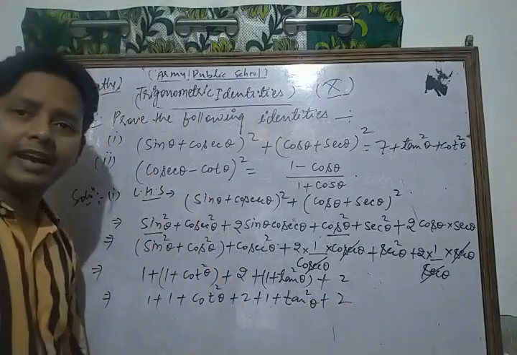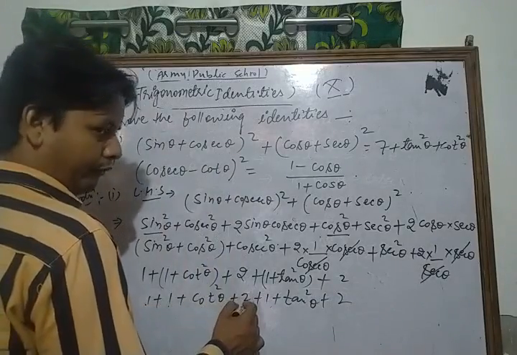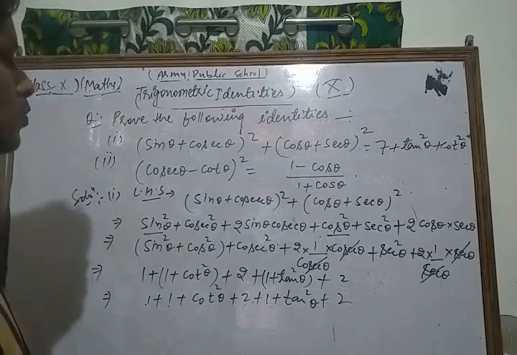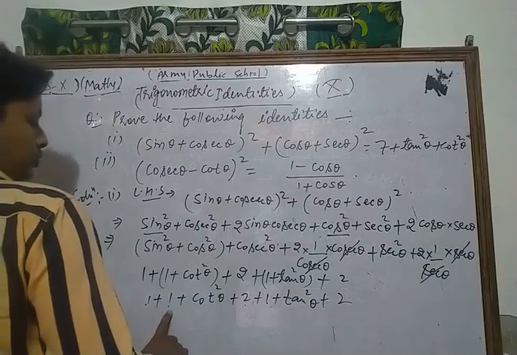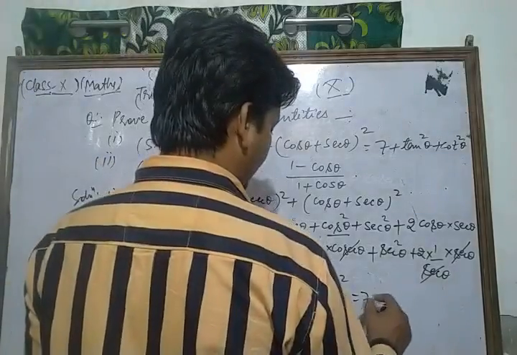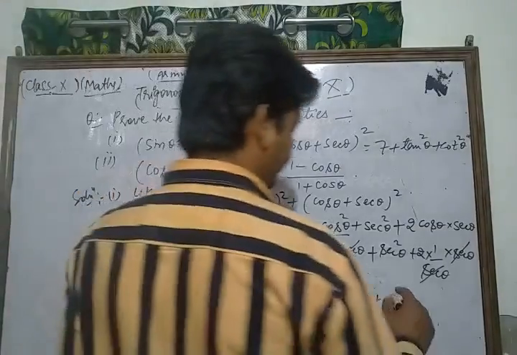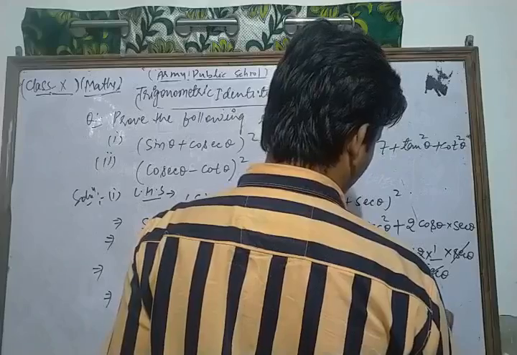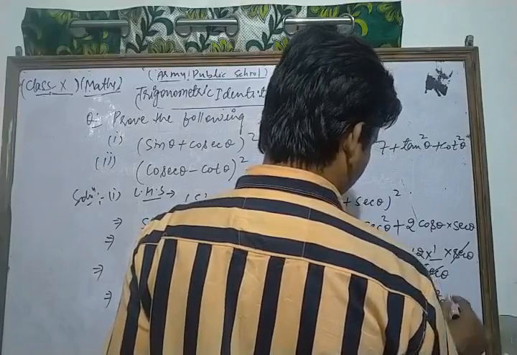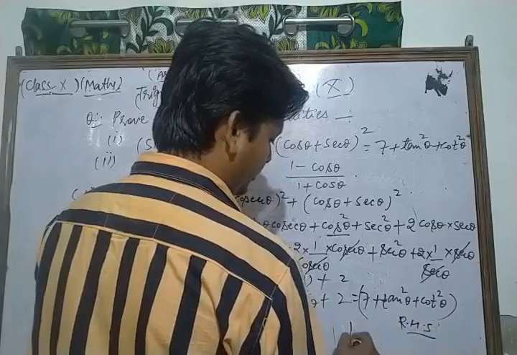Now look, we add the constant terms: 1 plus 1 is 2, 2 plus 2 is 4, 4 plus 1 is 5, 5 plus 2 is 7. So it is equal to 7 plus tan square theta plus cot square theta. This is your RHS, right hand side, hence proved.